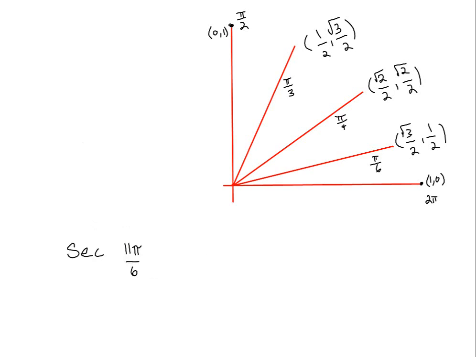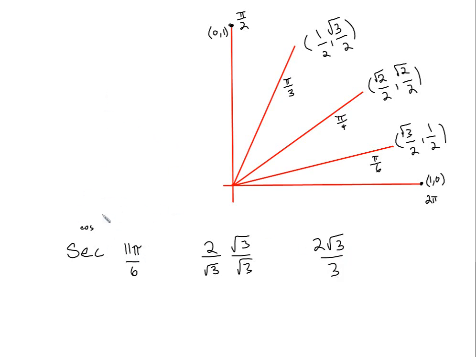Alright, so let's take a look at secant 11 pi over 6. Well, secant is the reciprocal of cosine, right? And since we're dividing by 6, we're going to be using the x and y values from pi over 6. So we're dealing with cosine, so we're going to be taking the x values, right? And then we're going to reciprocate it because we're finding the secant of it, right? So 2 over rad 3. And then we're going to rationalize. We get 2 rad 3 over 3.